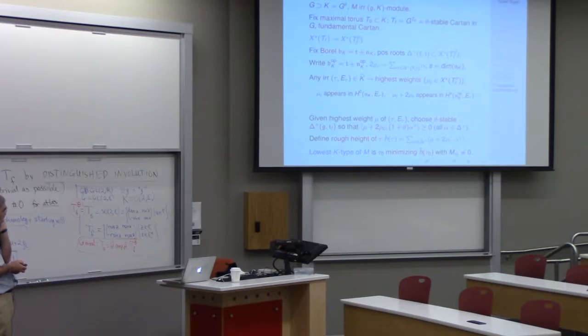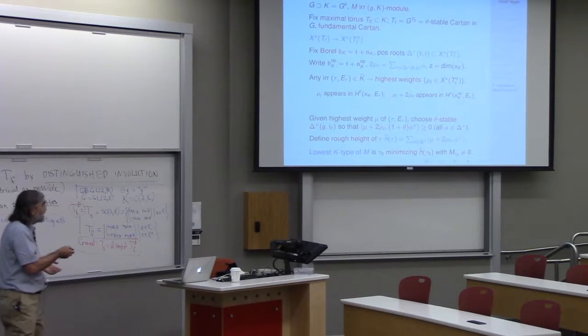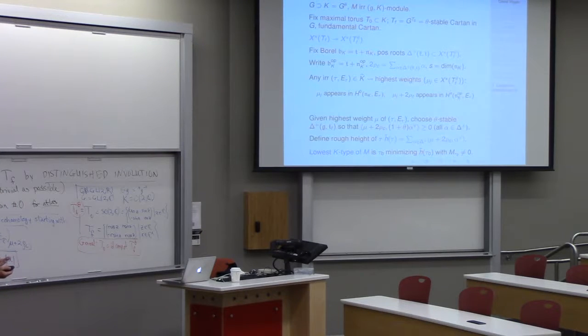So now that I've got a height, I can define a lowest K type of this GK module to be any irreducible representation of K that minimizes this height and which occurs in the GK module. So that's exactly the definition that I used for SL2. Pick out the smallest integer occurring here.